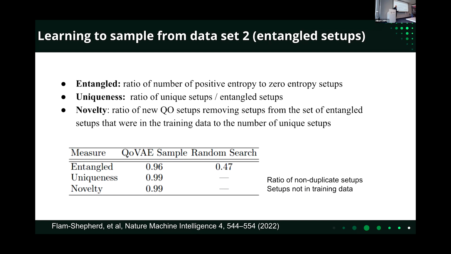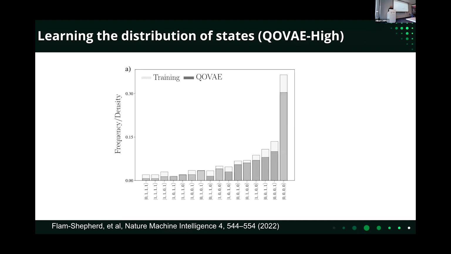And then this is where we win over Mario's approach. Mario was sampling the space stochastically in his PRL paper, and he was getting about 50% of the setups entangled and 50% not entangled. Whereas in this case, I forgot to say, we trained only on entangled setups. We have two different data sets, one with entangled and unentangled states. In this particular one with entangled states, we can generate 96% entangled states. So we're screwing up about 4% of the time, not generating entangled states.